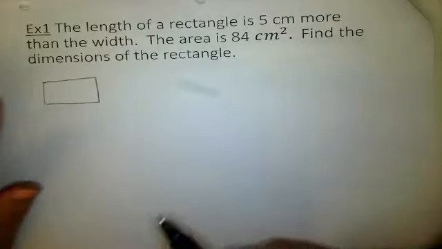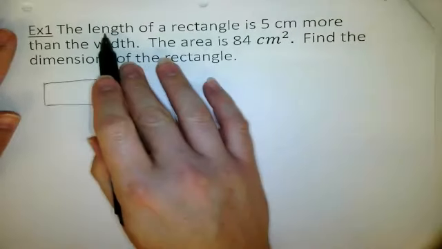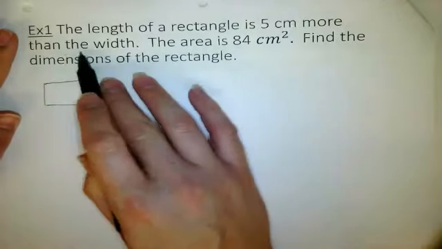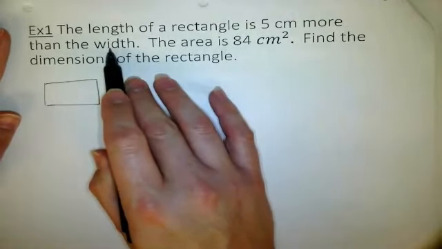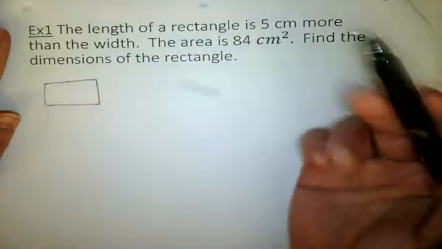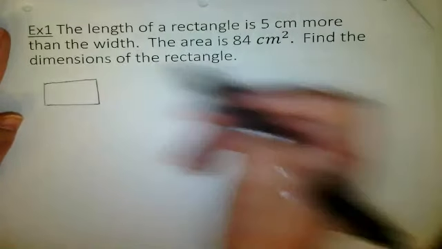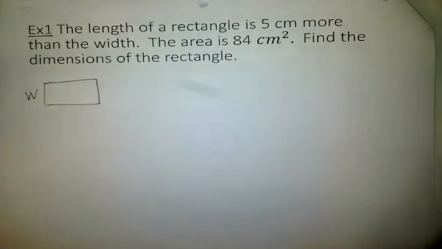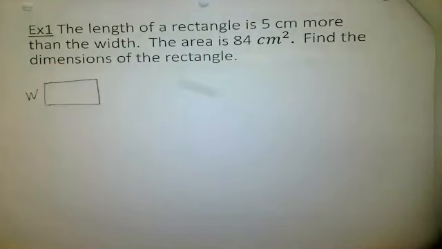Based on what they tell me, the length of the rectangle is 5 more than the width. Do I know what the width is? No, that's what I'm going to use as a W. W for width, which makes sense, right? I think that's my biggest thing in word problems. These are real life things, so let's use a variable that has meaning.